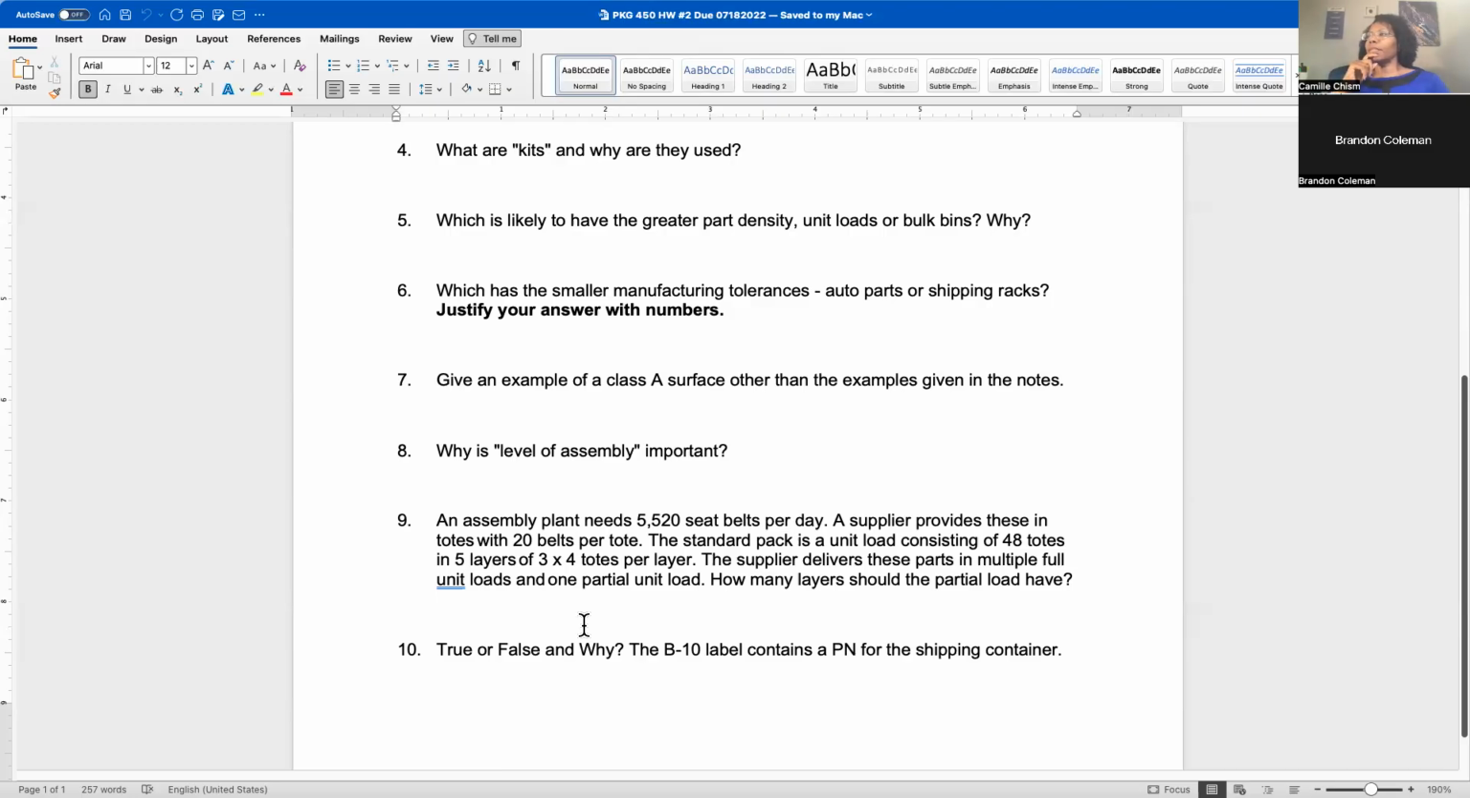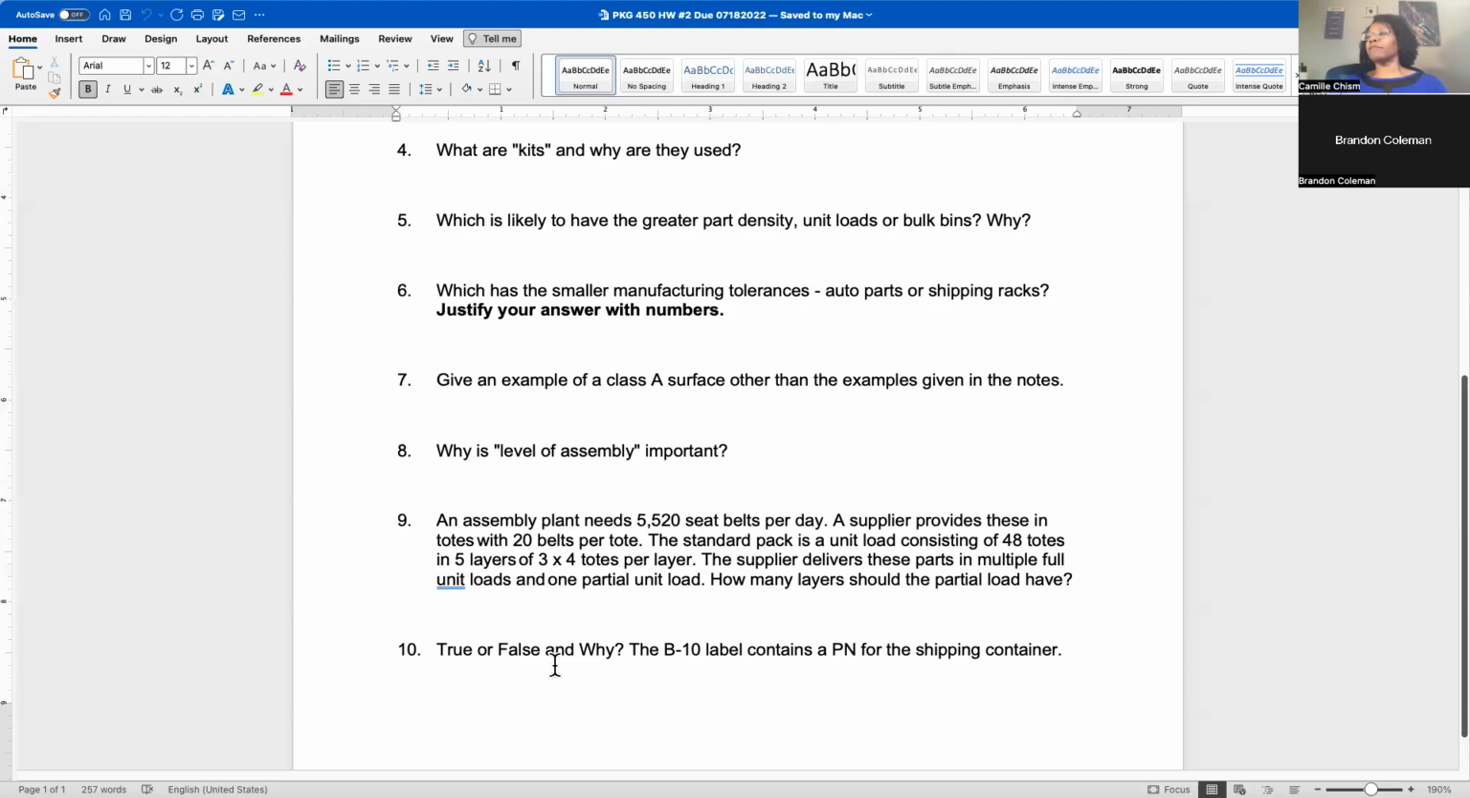Okay. So the supplier is delivering these parts in multiple unit loads, and then 1 partial unit load. How many layers should the partial load have? Okay, I'm going to send a clarification on that, because that one's not very clear.